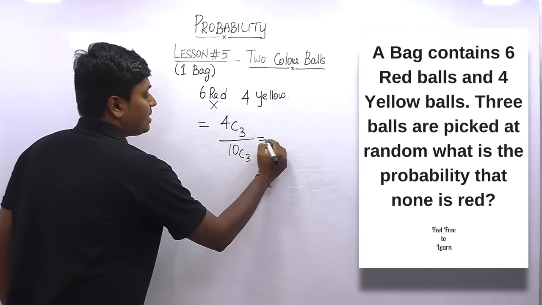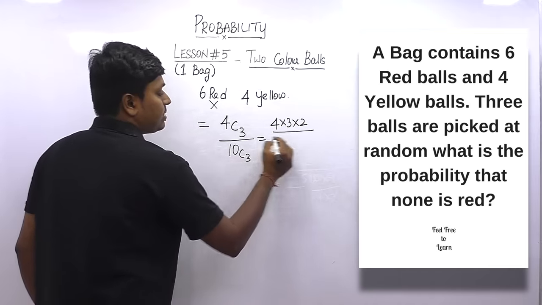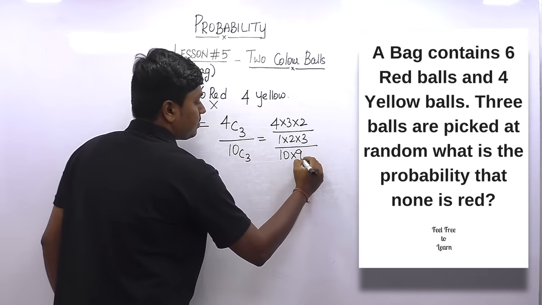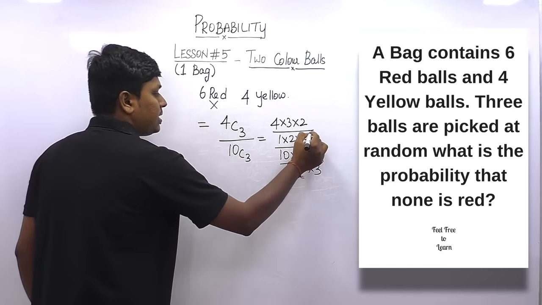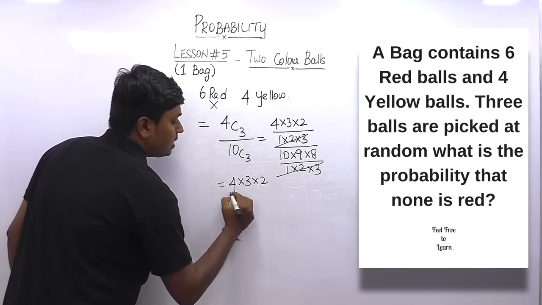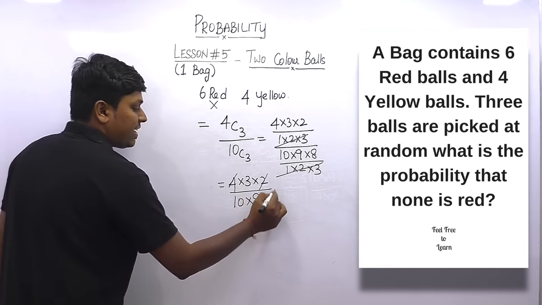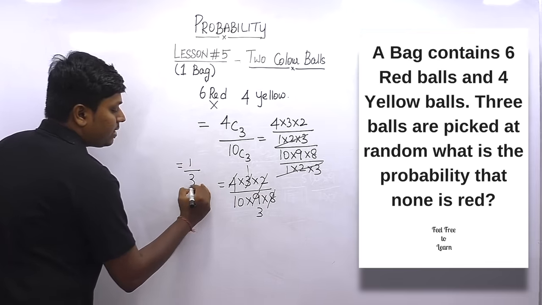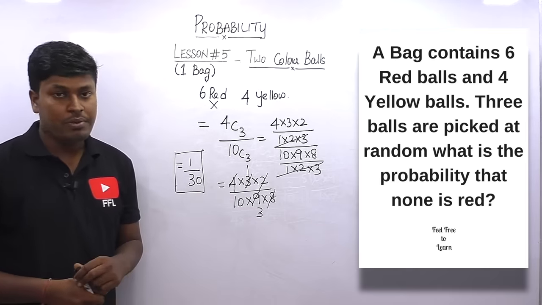So 4C3 divided by 10C3 can be written as 4 into 3 into 2 divided by 1 into 2 into 3, divided by 10 into 9 into 8 divided by 1 into 2 into 3. So we can cancel 1 2 3 here and 1 2 3 here. The numerator value that we have is 4 into 3 into 2, divided by denominator 10 into 9 into 8. So 4 2s are 8, we can cancel 8 here. 1 3 is 3, 3 3s are 9. So numerator we got 1, denominator we got 30. So finally we can say that the answer for question number 4 is 1 by 30.